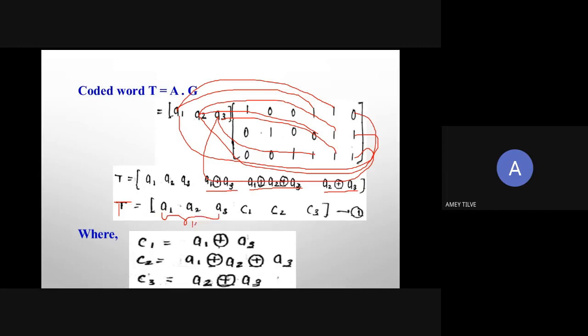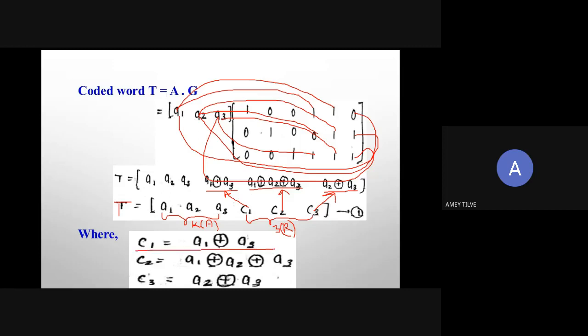This value is nothing but your K value that we have taken A in this example as the uncoded word. And these are your 3-bit redundant digits. I have named this as C1, this as C2, and this as C3. Same thing I have written over here.